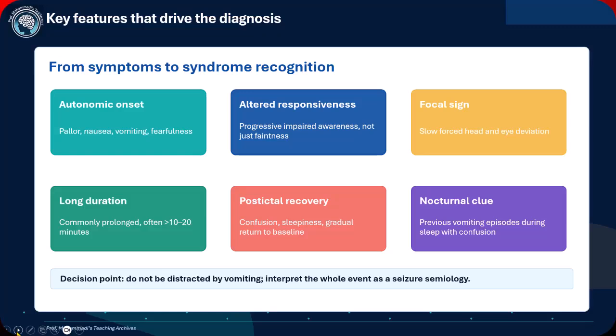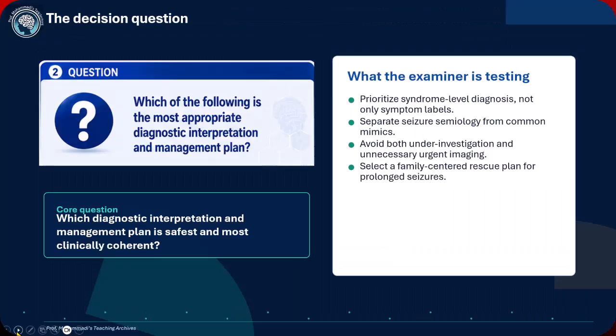The key decision point is not to be distracted by vomiting alone. Vomiting is important, but in this case it must be interpreted together with altered responsiveness, focal eye deviation, prolonged recovery and recurrence during sleep. Next slide, please. The central clinical question is asking for the safest and most coherent diagnostic interpretation and management plan.